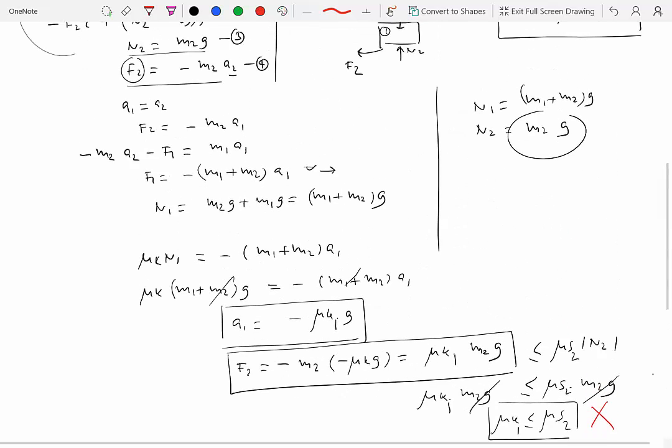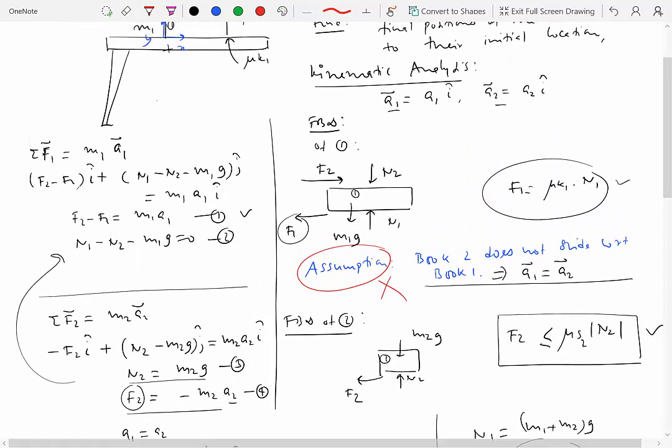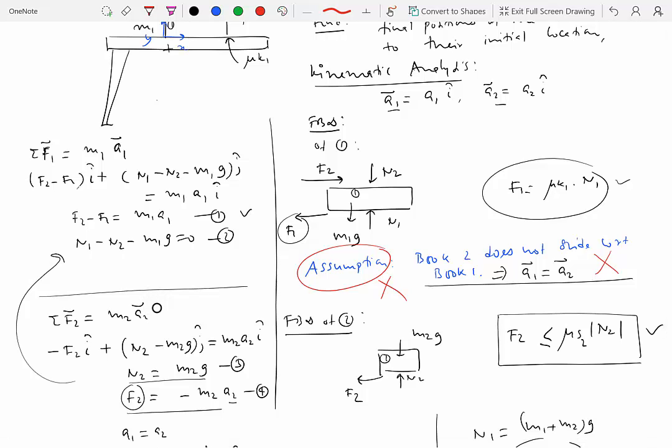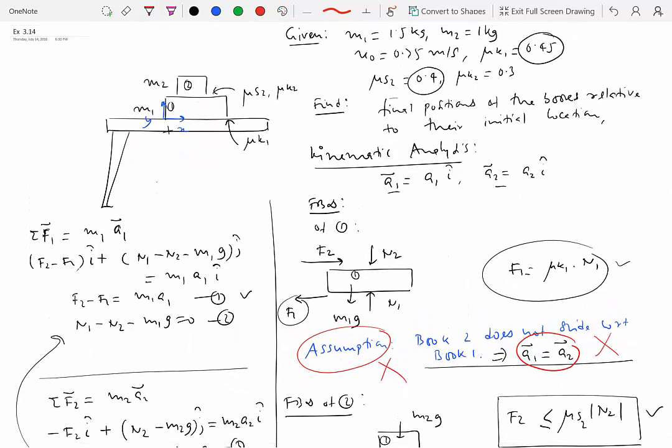Well, we have to go back. We have to go back over here and we have to disregard this assumption now. So we have to assume that that is no longer true, which means that book 2 does slide with respect to book 1, and that means that this won't be true anymore, right? Acceleration of 1 would not be equal to acceleration of 2. So we would actually lose on that equation, because the two accelerations won't be equal to each other, but we will gain somewhere. Where are we going to gain?